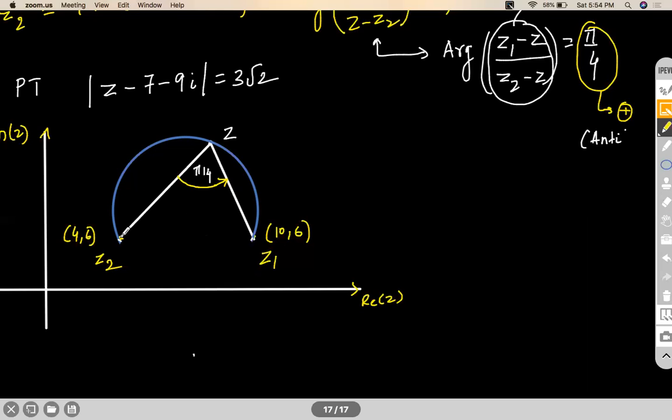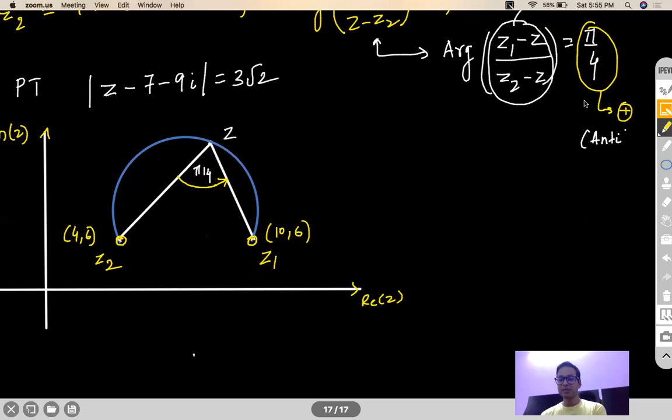And to be more specific, it cannot even achieve Z1 and Z2, because if Z becomes Z1, the argument becomes argument of 0, and argument of 0 is undefined. You cannot say argument of 0 is pi by 4. Are you getting my point? It cannot be even Z2 because it will become an undefined expression itself. So that's why holes have been punched over here, right? So your Z can only move on this blue arc, but cannot come at Z1 and Z2 locations, right?